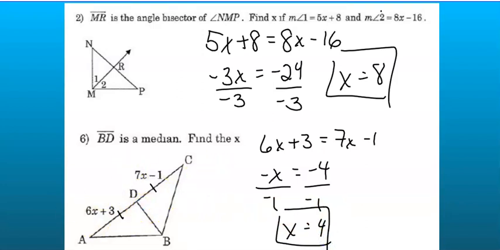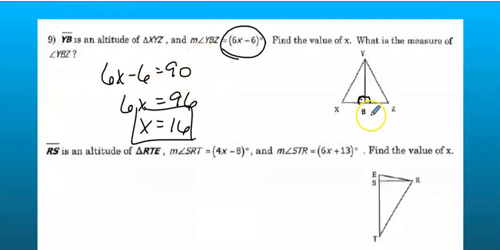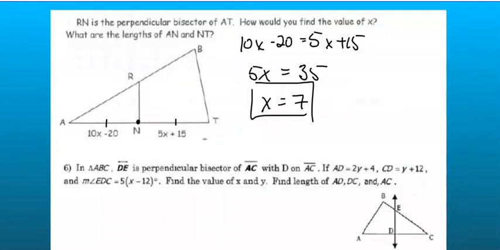So on problems like this, a lot of times you're going to be setting them up equal to each other. Sometimes you'll be setting them up equal to each other. Sometimes they'll equal 90, or you add something that's equal to 90. Sometimes you add and it's equal to 180. So those are usually the types of problems that you're going to see like this.